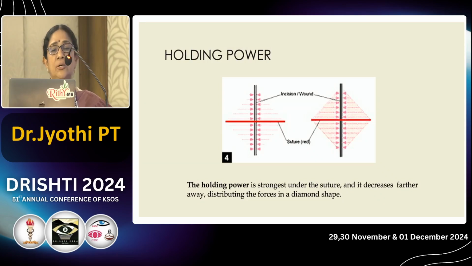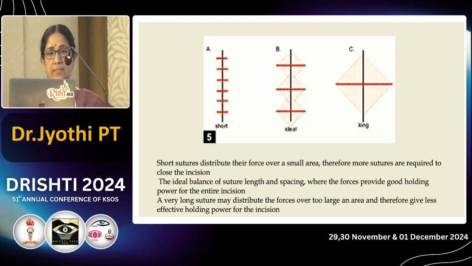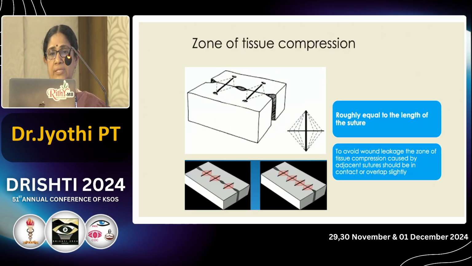Another important thing is the holding power. The holding power is strongest under the suture, and it decreases further away, distributing the forces in a diamond shape. Here you can see short sutures distribute the force over a smaller area. Therefore, you require more sutures to close the incision. Whereas the ideal balance, the middle one, is the ideal balance of suture length and spacing, where the forces provide good holding power for the entire incision. Longer sutures distribute the forces over a larger area and therefore give less effective holding power for the incision.